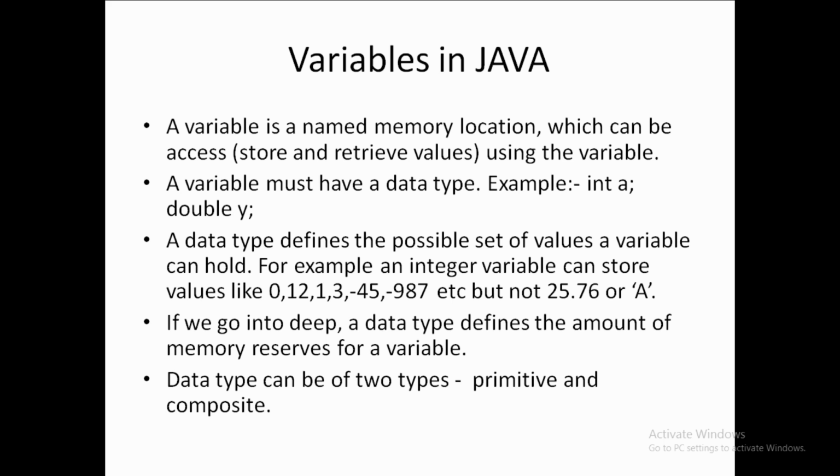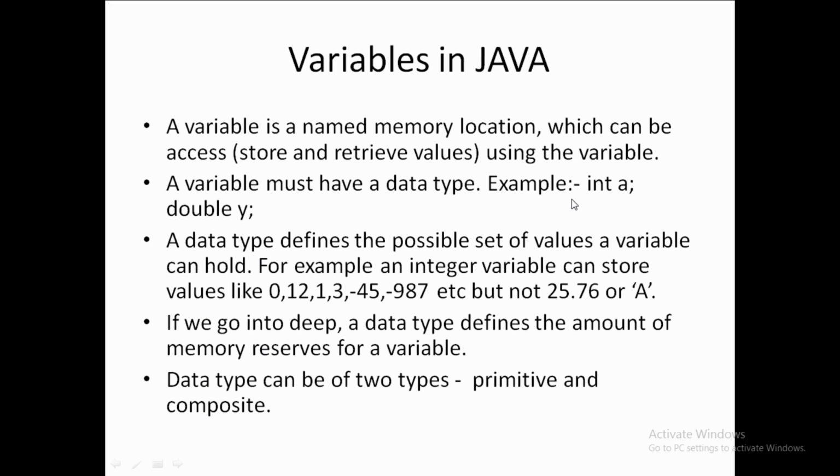See, whenever we are writing any computer program, we basically manipulate some numbers or values, and to manipulate those values we have to store them somewhere. Variables are those entities in a program where we store some values. In Java, how a variable can be declared, I have given some examples, such as a and y, which are two variables of type int and double. These types of variables are known as data types.